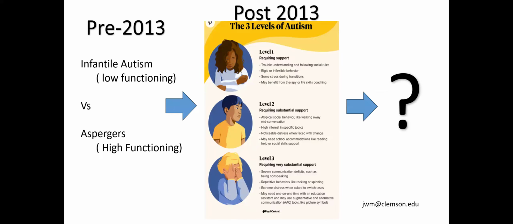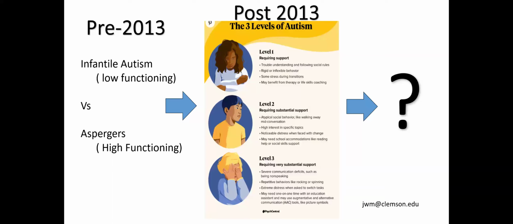Understanding the current terminology, before 2013, we were just breaking things into infantile autism or low functioning and Asperger's, which is high functioning. So in other words, these are the people that will never function in society, and these are the people that are going to grow up to be our leaders. In 2013, they started trying to break it out according to a person's individual struggles. Will they be able to function on their own, or do we expect them to need support?